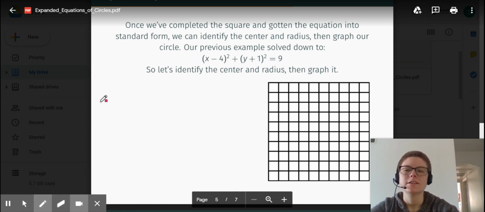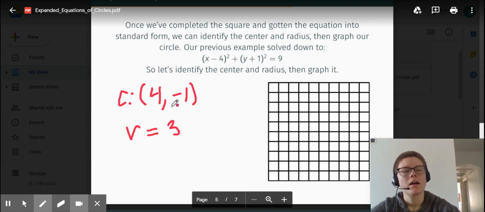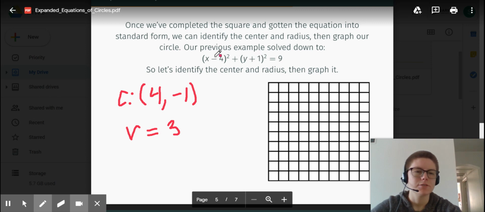Our previous example solved down to this, so we're identifying the center and radius. Literally just did that on the last slide. This is why I was like, oh, right, because I spoiled the surprise, you guys. Center is 4, negative 1. Radius is 3, because 3 squared is 9. 4, because it's minus 4. Negative 1, because it's a plus 1. And use the opposite sign of what's in here, which is probably the most confusing part of circle equations, if you ask me. Which no one did, because this is a video.